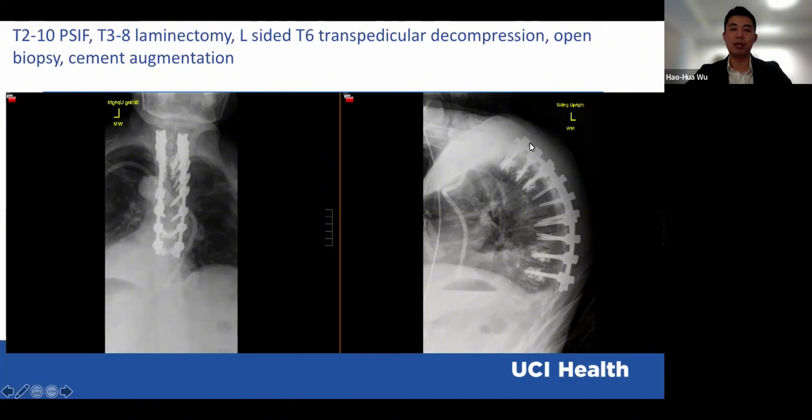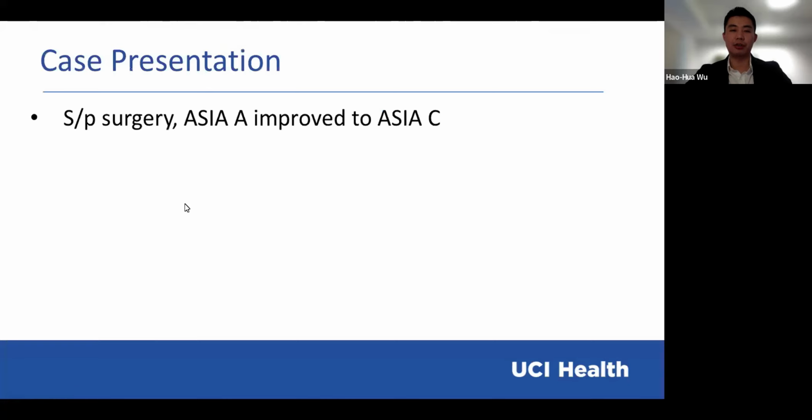And because of how weak the bone was, we chose to do cement augmentation for the screws above and below the construct to help augment the stability. So after surgery, the patient improved from an ASIA A to an ASIA C.